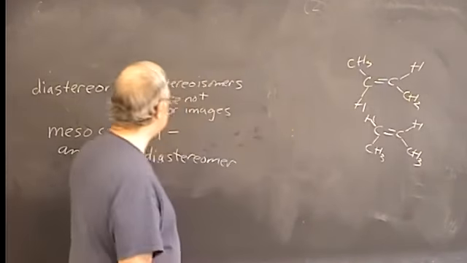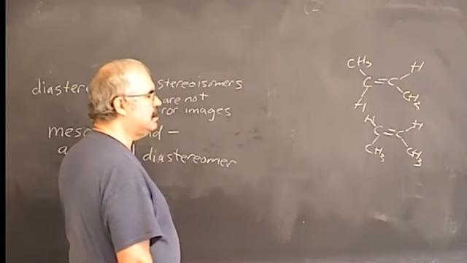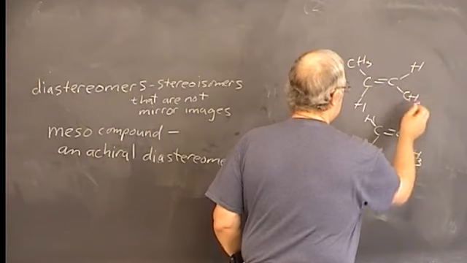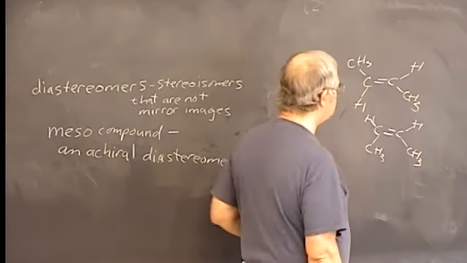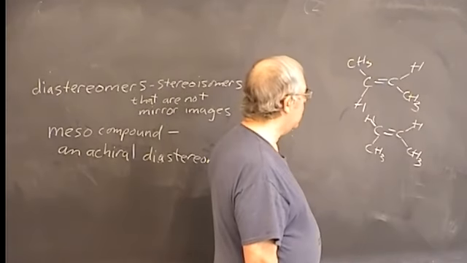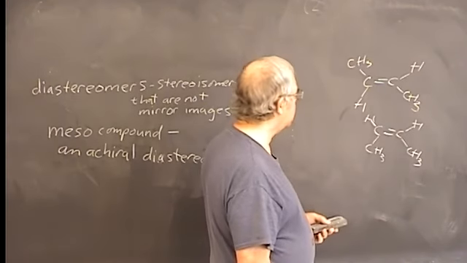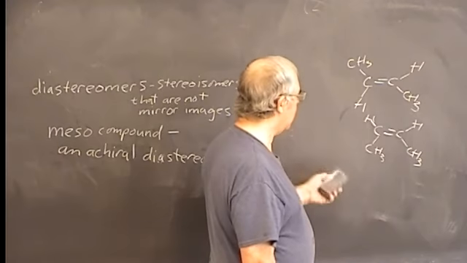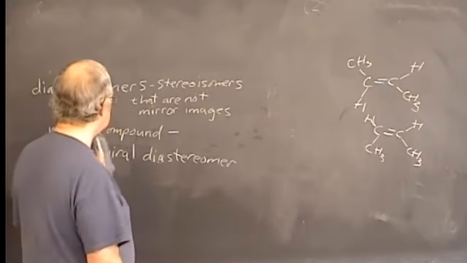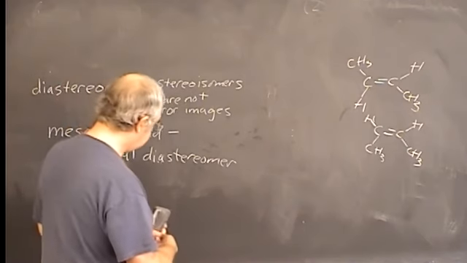Okay, definition of diastereomers, they are stereoisomers that are not mirror images. Okay, these are stereoisomers because the three-dimensional arrangement in space is different. Okay, are they mirror images? Okay, that's what you need to decide in determining whether these, if they are stereoisomers, are mirror images. So that will determine whether these can be considered diastereomers or not.